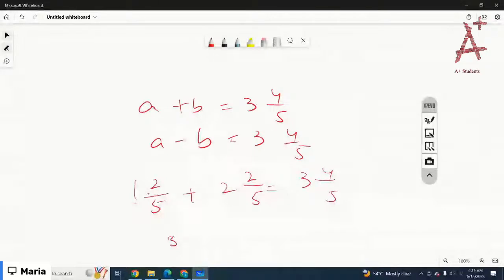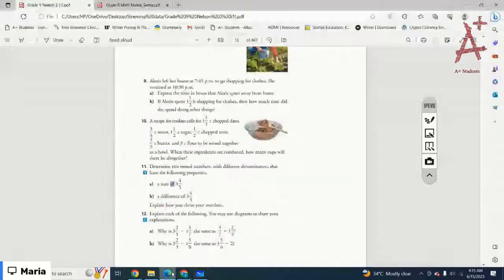So these are the two numbers that when added make 3 whole 4 over 5. Got it? Okay, and for the difference, 5 whole 5 over 5 minus 2 whole 1 over 5. If you subtract them, it makes 3 whole 4 over 5. 5 take away 2 is 3 and 5 take away 1 is 4. So it could be any numbers. Got it?